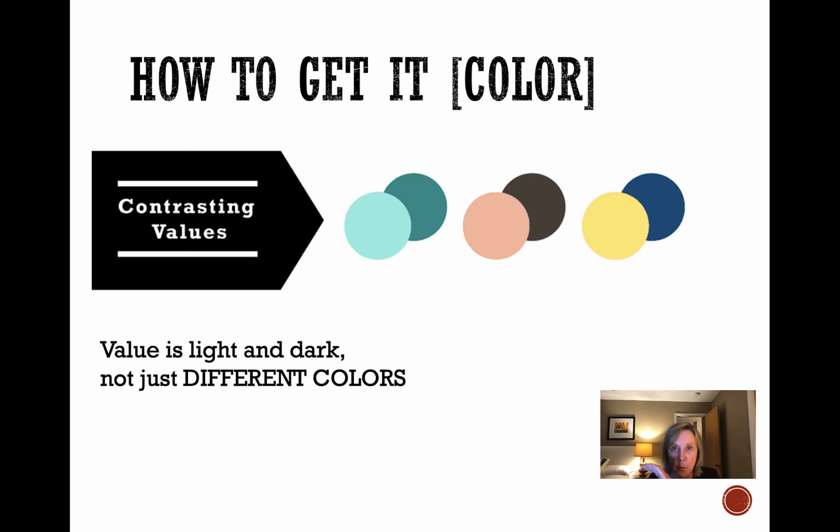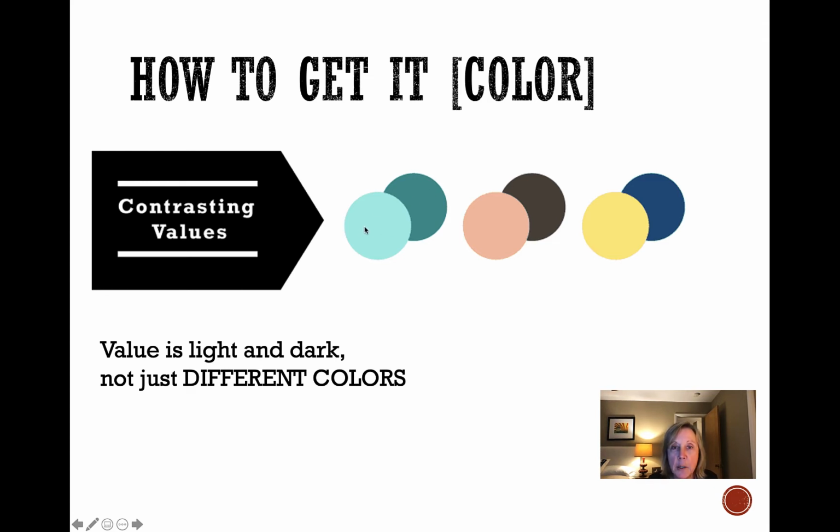This relates to another way to get color, and that is value. Remember from your lecture that value is essentially how light or dark a color is. Value is not just different colors. Keep in mind that a high value color is a light color and a low value color is a dark color. So light, high, dark, low. Here we have a low value blue and a high value, well, teal, I guess, and a high value blue.